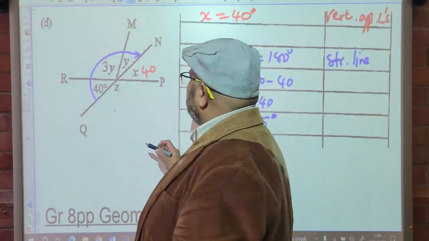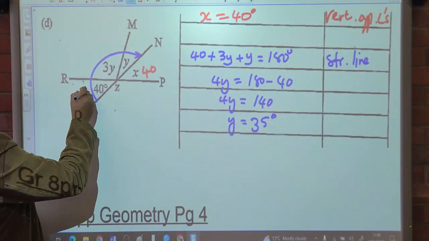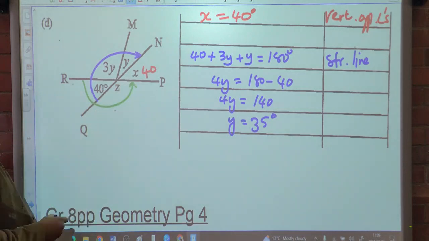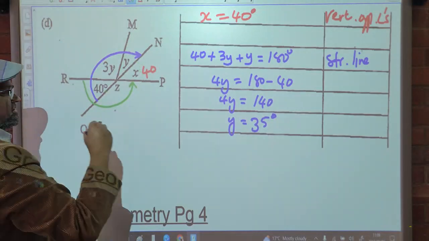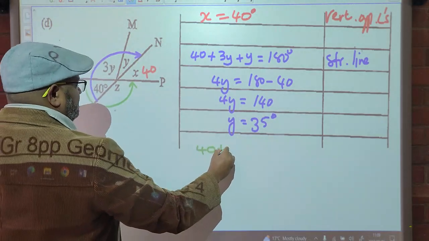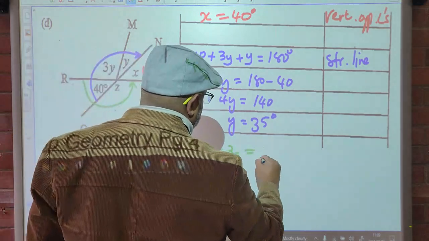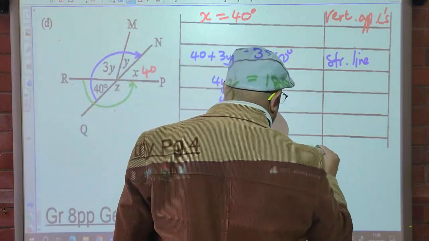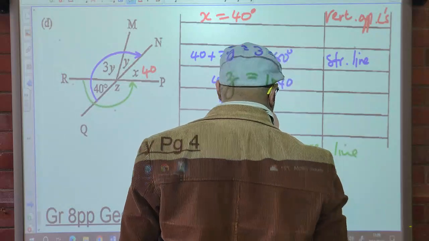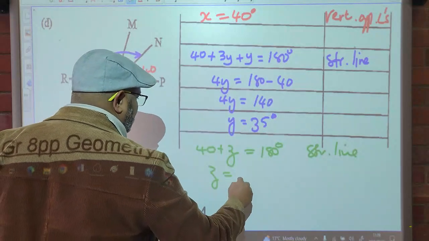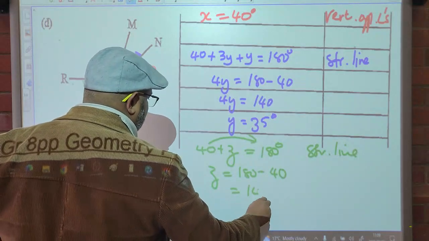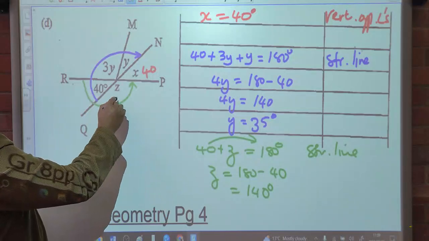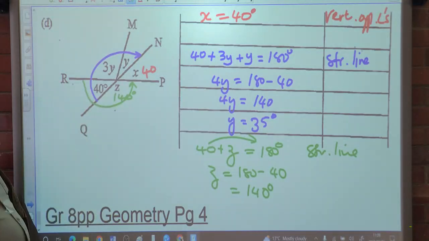Then how do we calculate z? Angles on a straight line, or I could have used that straight line there. So I say 40 plus z equals 180. Why? Straight line. So z is equal to 180 minus 40, which is 140 degrees. Alright, people, you guys understand?